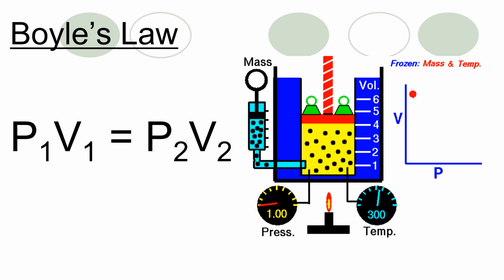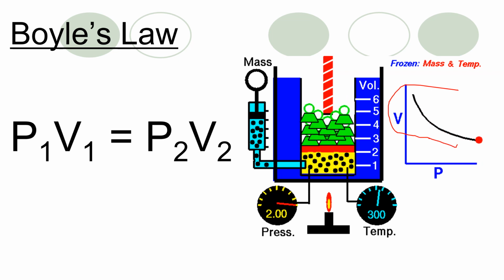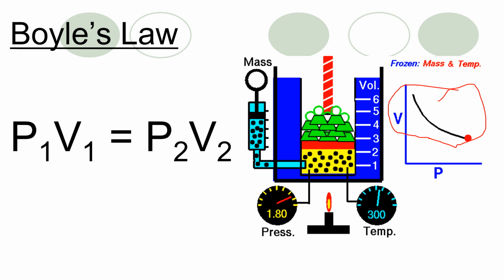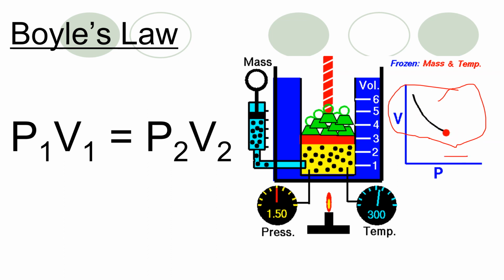We're not adding anything. So when we look at our graph, we can see that the graph is going down, and this is an inverse relationship, because as the pressure increases in this direction, the volume is going down like that. So we have an inverse relationship.